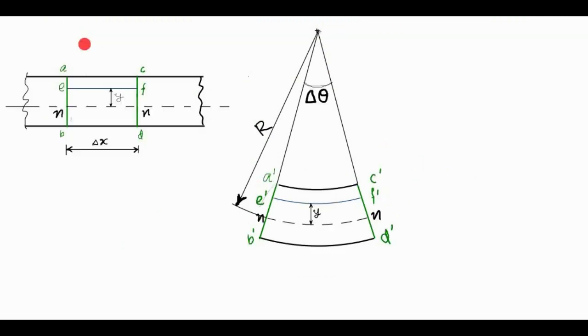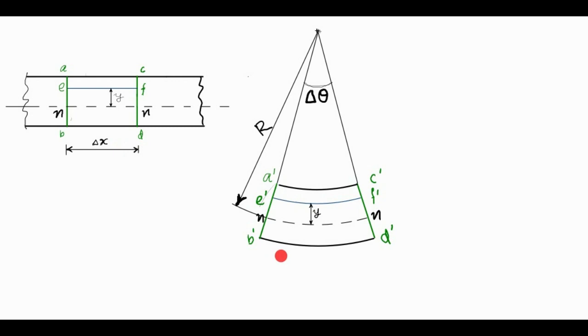Here we have the undeformed shape of the element ABCD, and this is the shape of the element after bending, that is the deformed shape. Before bending, the element has a length of delta x, and N is the neutral axis, and EF is a longitudinal fiber which is y distance away from the neutral surface. AC and BD are the outer surfaces.